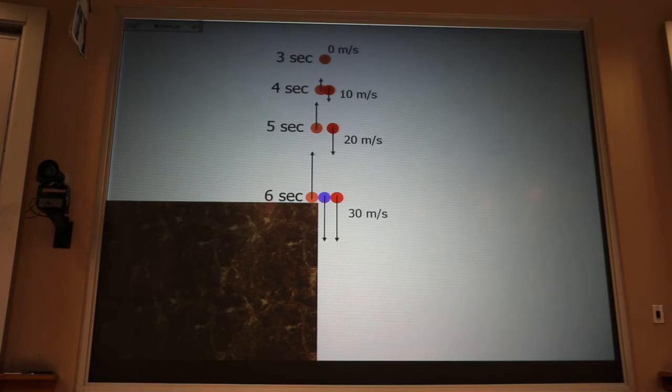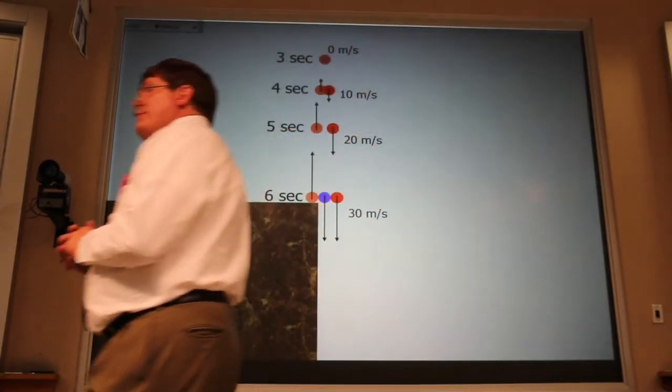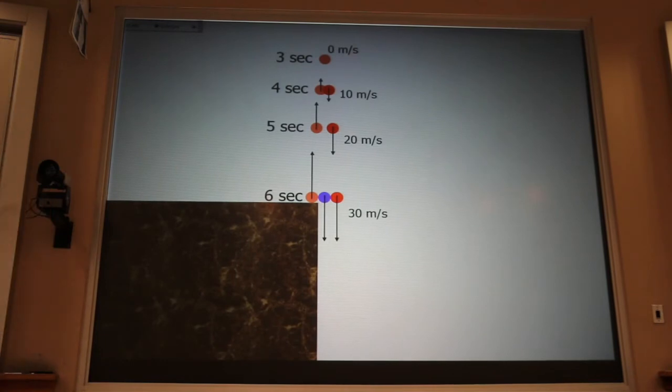40 meters below. Now quickly with your neighbor, find out how fast they're going right before they hit the ground 40 meters below. It's not hard. You should be able to do this very fast. How fast are they going right before they hit the ground?